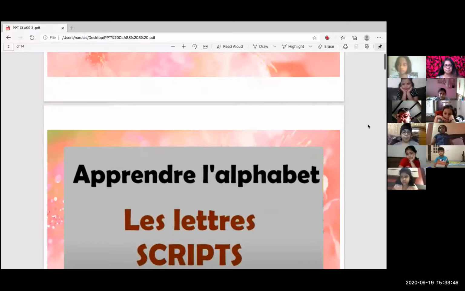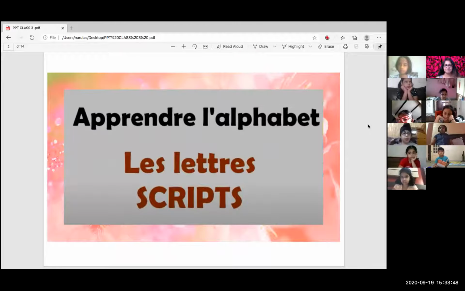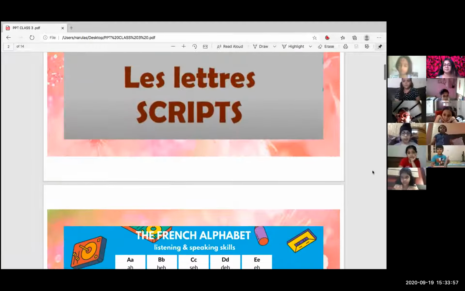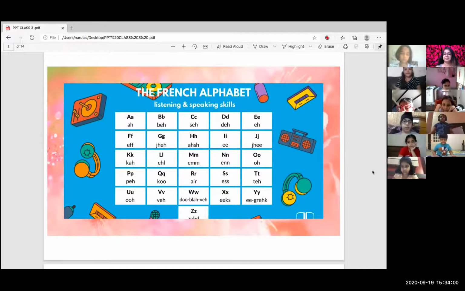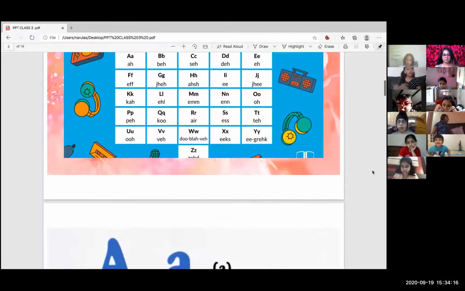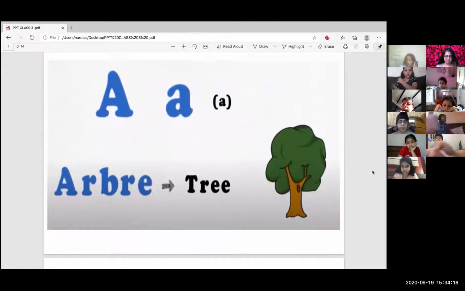In French it means apprendre l'alphabet. So the translation is also written les lettres scripts. So we will begin with the script. French alphabet, we will start A, B, C, D, E, F, G. So we will learn A to I only. So now we will start with the phonics.